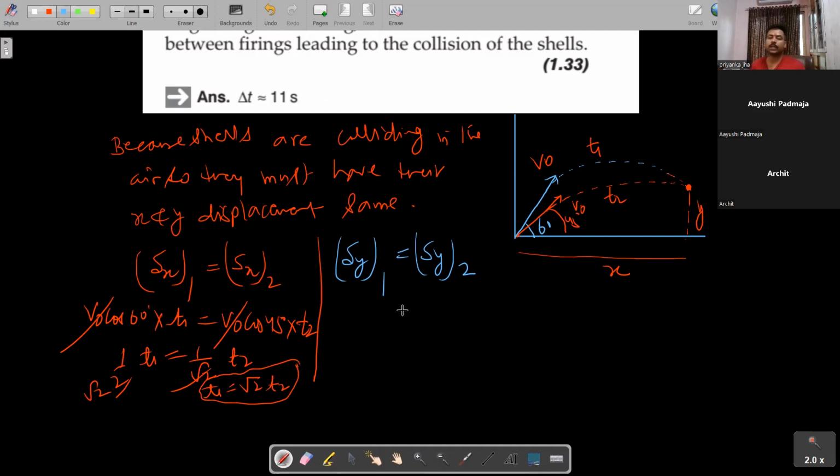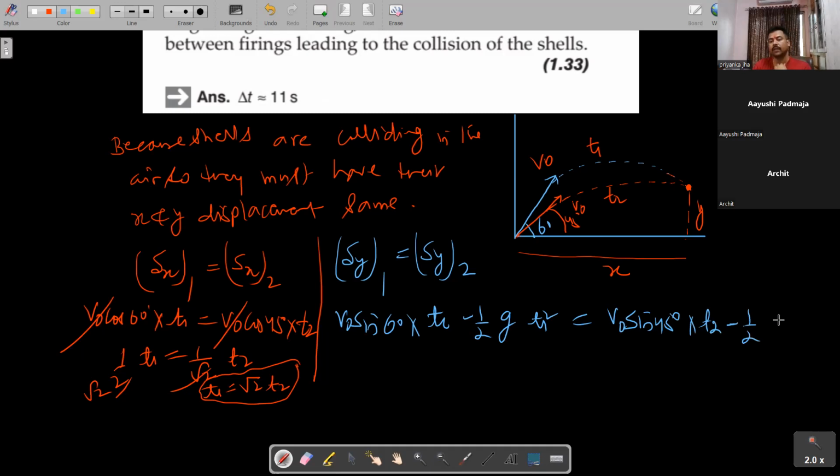Now equate the y displacement. What is the y displacement of the first object? That is uy t plus half a y t square. For vertical displacement, we consider the vertical component of the initial velocity, that is V naught sine 60-degree into T1 minus half g T1 square, equal to, for the second shell, V naught sine 45-degree into T2 minus half g into T2 square.